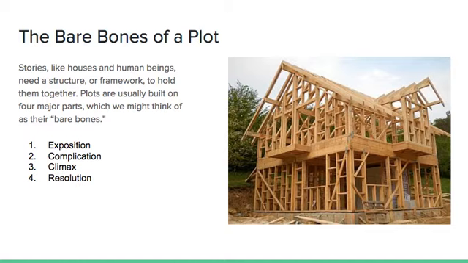Exposition is when the characters and the conflict are all introduced. Complication is what occurs as the characters work towards resolving the conflict. The climax is that point in the story where we know how things are going to turn out, and resolution is when those loose ends get wrapped up. So let's look at each of those sections a little more closely with some examples.